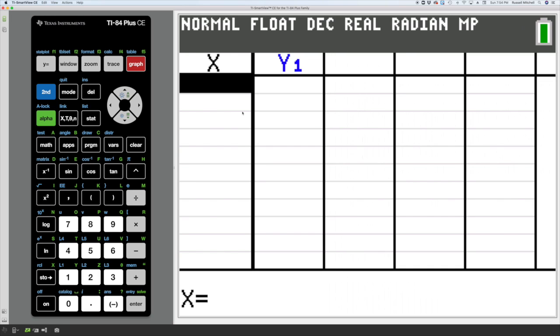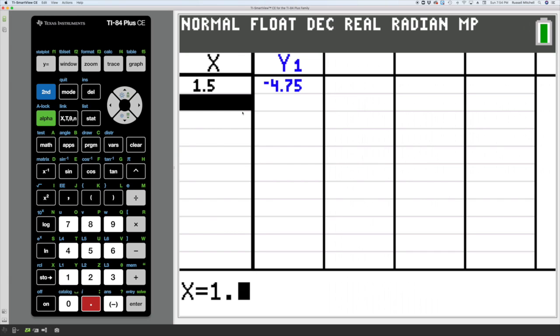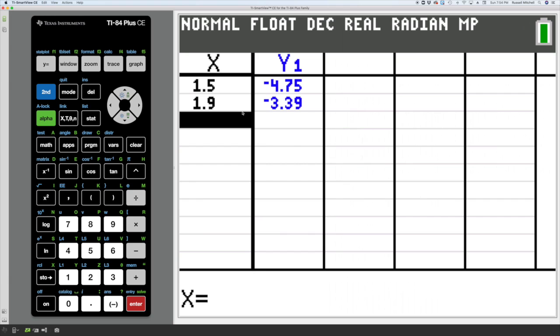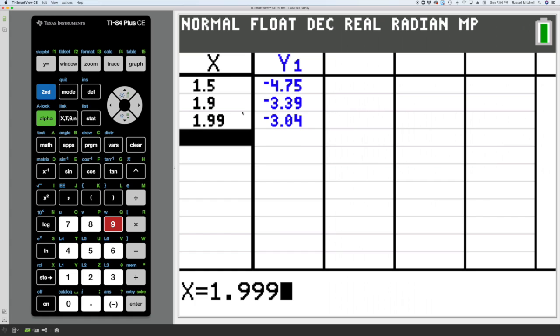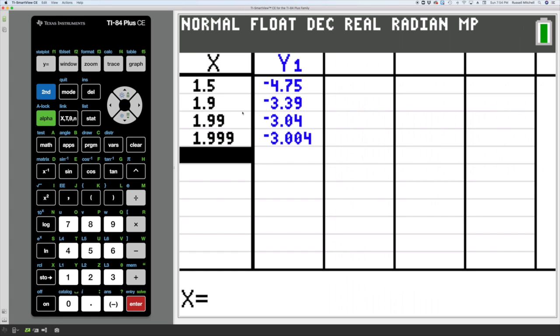So we're going to type in 1.5, and then press enter, and then 1.9. And then press enter, and then 1.99, and press enter, and then 1.999, and we're getting closer and closer to 2, right? And then 1.9999.